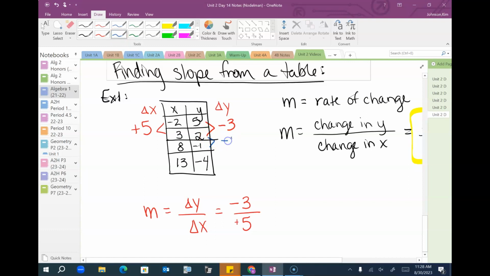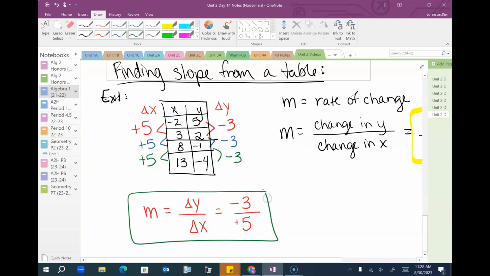Between these 2 points, I go down 3. Between these 2 points, I go up 5. That would be -3 over 5 again. And then between these 2 points, I go down 3, and between these 2 points, I go up 5. So my slope for this table is -3 over 5.